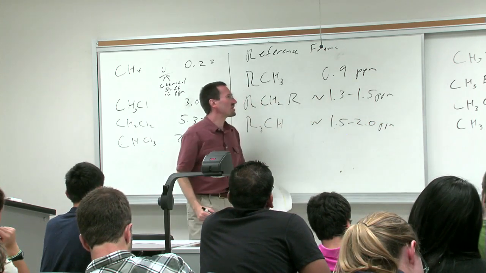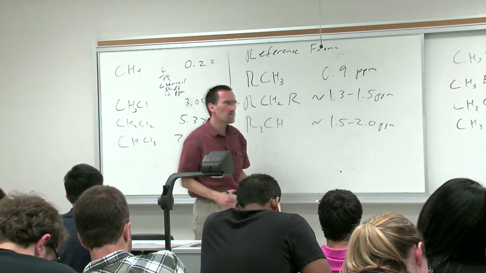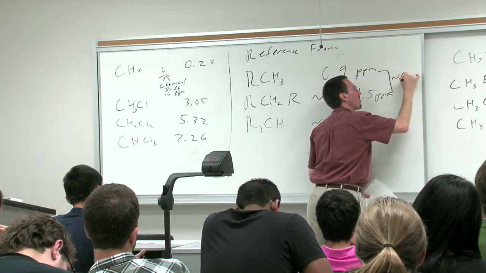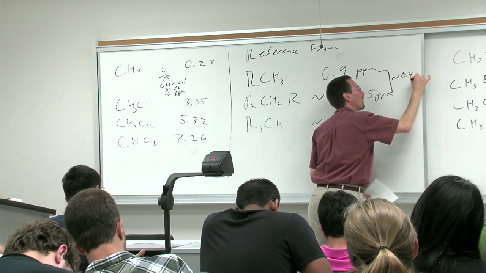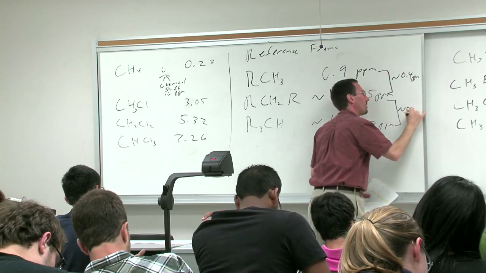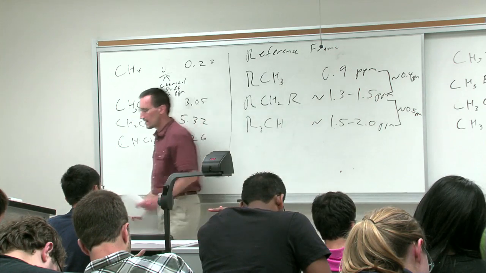So in other words, the difference between a methyl and a methylene group, let's call it about 0.4 ppm. The difference between a methylene and a methine group, let's call it about 0.5 ppm.